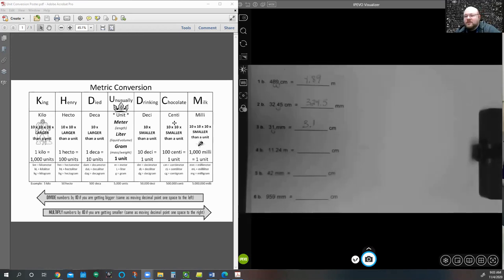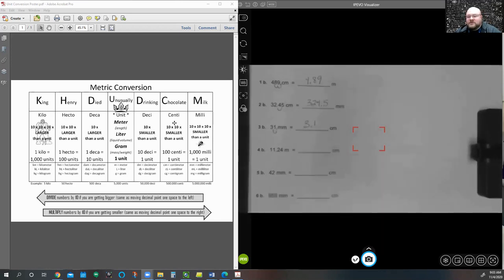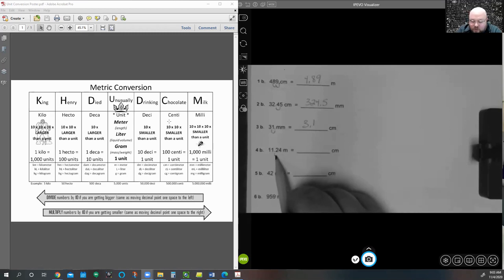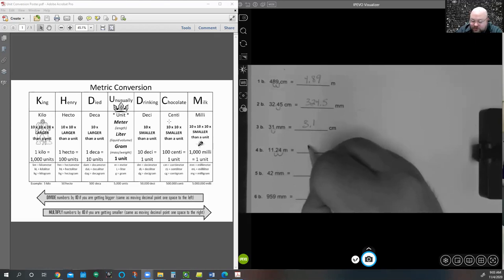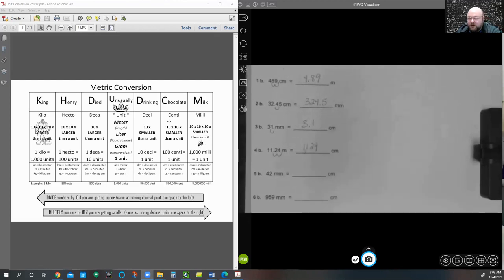Okay. Then this next one, we go from meters to centimeters. So we go from the middle here, the unit, over to centimeters. So we go 1, 2 jumps over to the right. That means our decimal here goes 1, 2 jumps over to the right. And 11.24 becomes 1,124. Put our little comma in there.